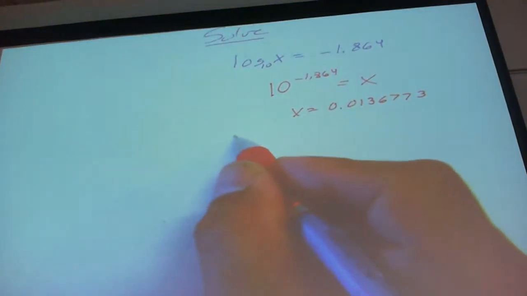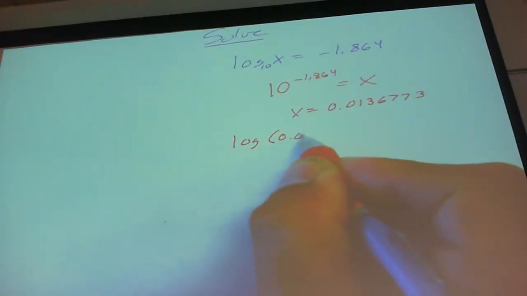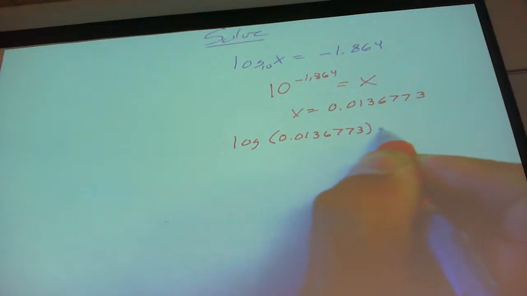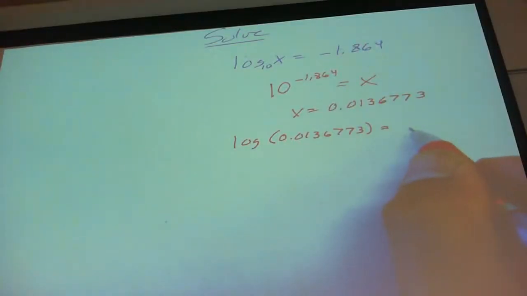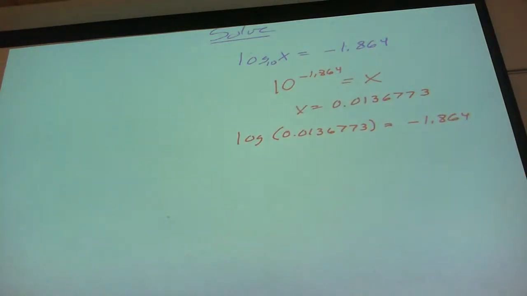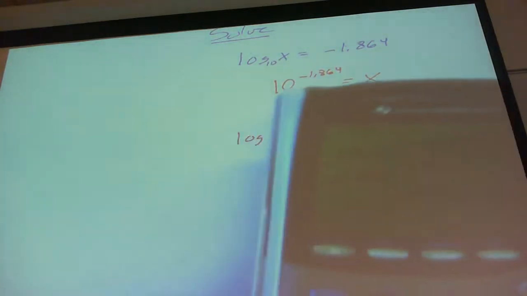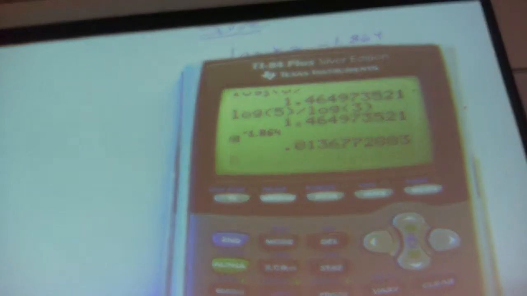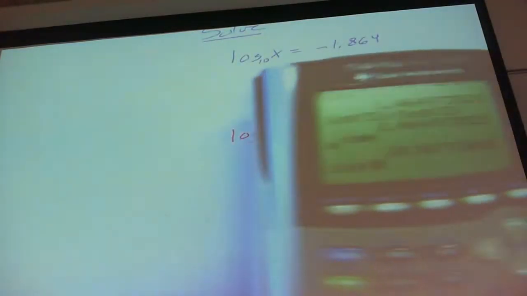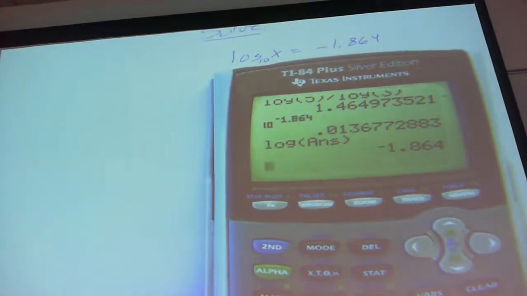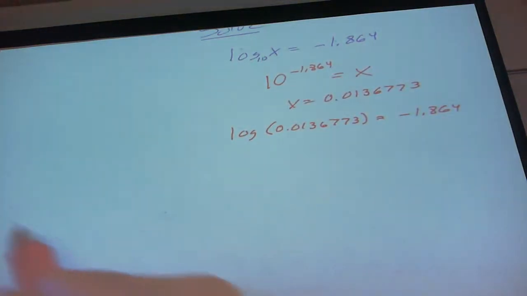And I want to practice the buttons. So when I'm done, if I take that answer and plug it back in, what should it equal? Negative 1.864, right? Let's see if it does. Log. I'm just going to hit second negative for answer, and it comes back. Second negative gives you the previous answer. So all these can be checked.